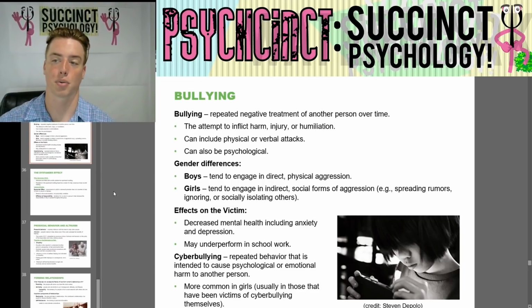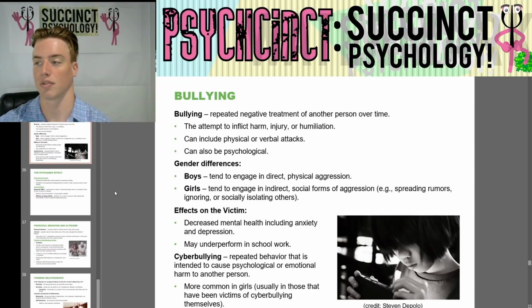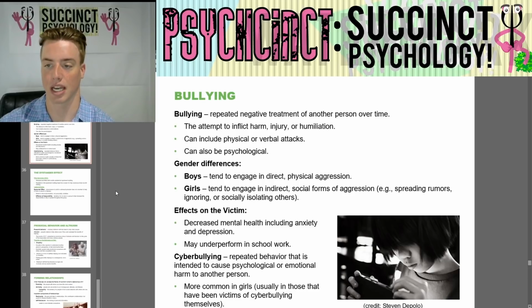Now, bullying is the repeated negative treatment of another person over time. It includes the attempt to inflict harm, injury, or humiliation. It can include physical or verbal attacks, and it can also be psychological. Gender differences: boys tend to engage in direct physical aggression, while girls tend to engage in indirect social forms of aggression, for example, spreading rumors, ignoring, or socially isolating others.